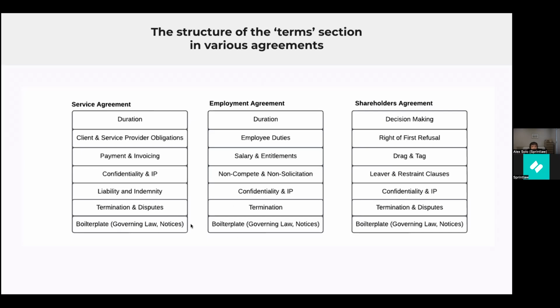Generic stuff is at the very, very end. IP is usually in the back section. What people are doing is usually in the top section, and so on. So different agreements have different structures. So I've got 3 examples on here.